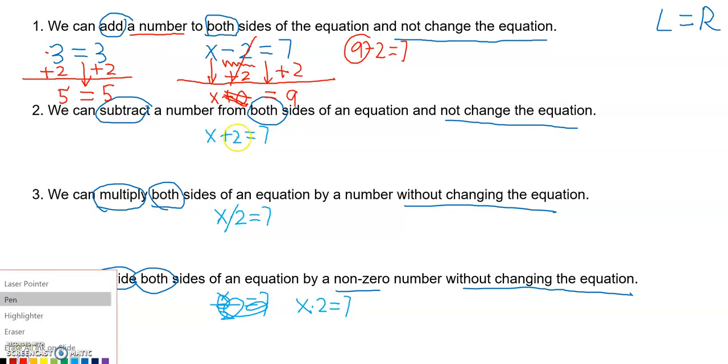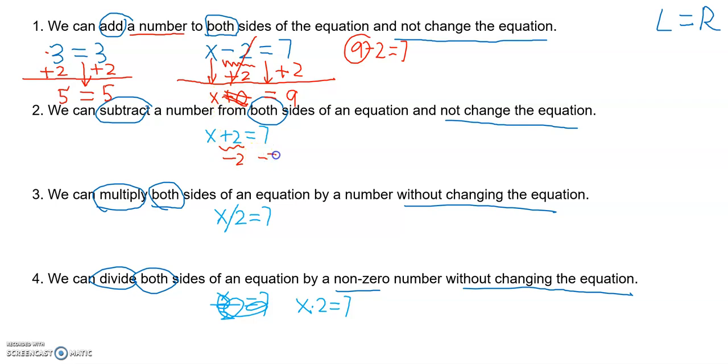Let me change the color again. So how do we get rid of plus 2? We know we can subtract 2, because our goal is to get a 0, because when we add a 0 to a number, it won't change the number. And remember, we must do the same operation for both sides. So if we subtract 2 from the left, we have to subtract 2 from the right.